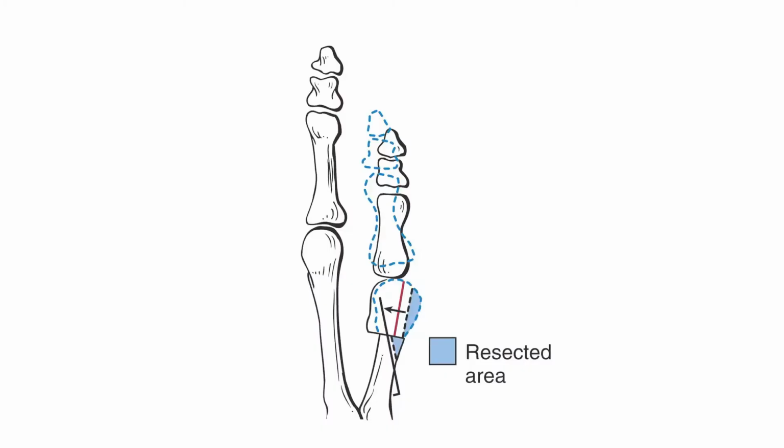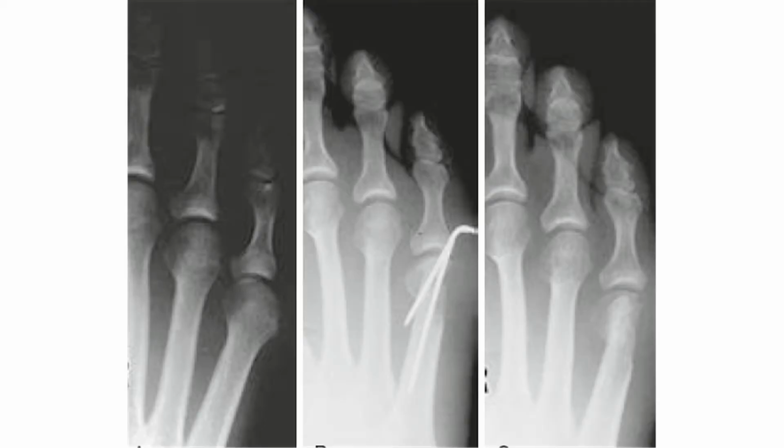Now, another procedure is called a distal osteotomy. Osteotomy means cutting of the bone. And sometimes we can narrow the outer aspect of the foot by cutting the fifth metatarsal bone, as you see here. Then we can move it inward. We usually fix it temporarily with pins or screws, as you see here. And we perform this surgery for less severe deformities.